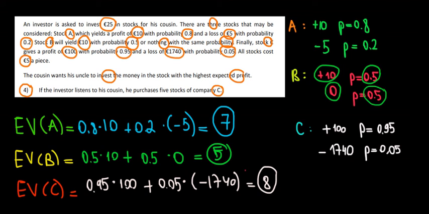So what we can see here is that the expected value of stock C is the highest, meaning that it is the one that's most likely to give the most profit. So yes, the investor is gonna go for option C. And that's what they say here. So the answer to this question is true. And we're done.